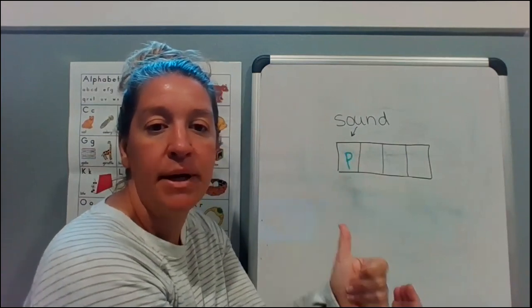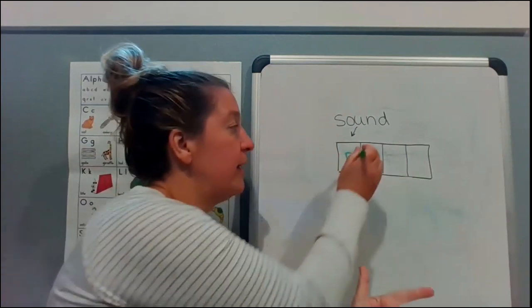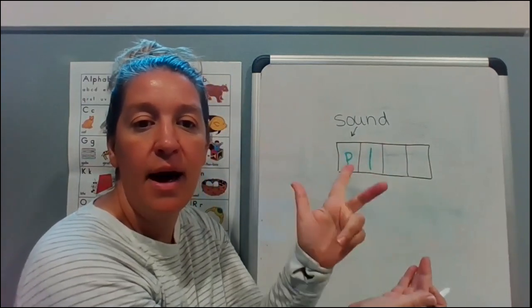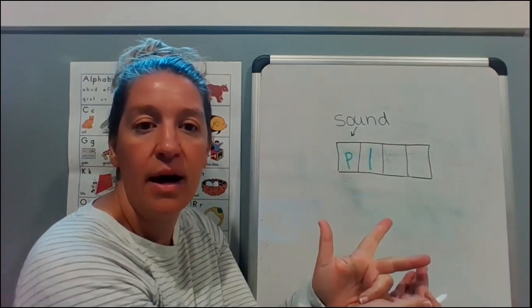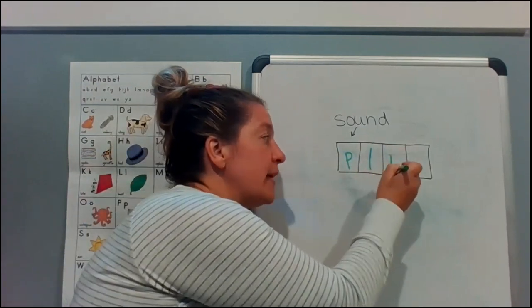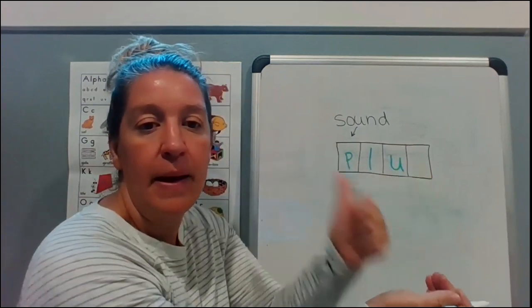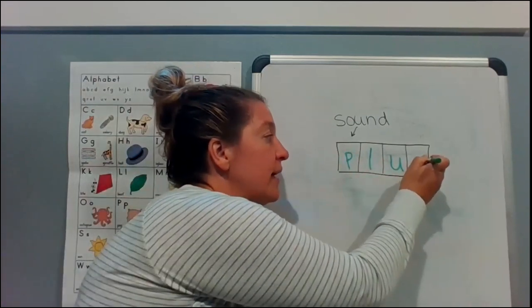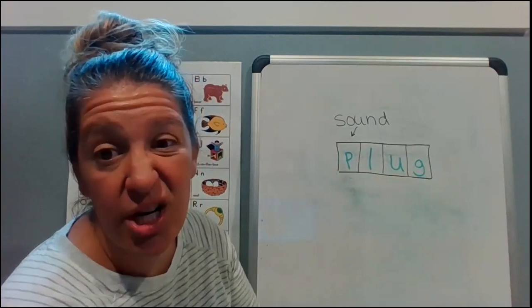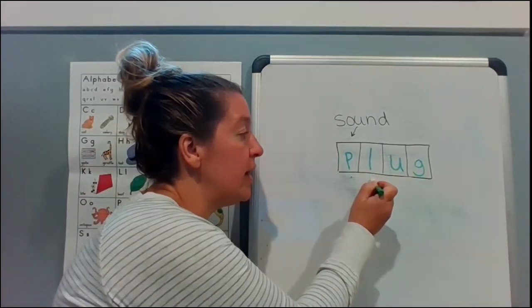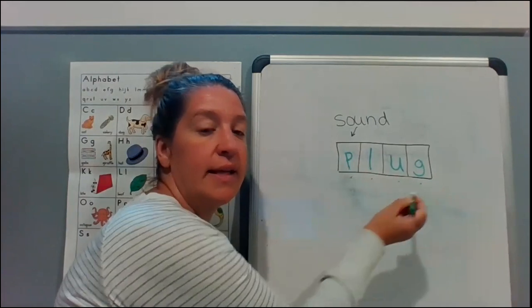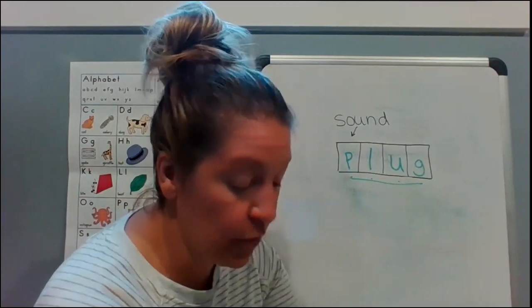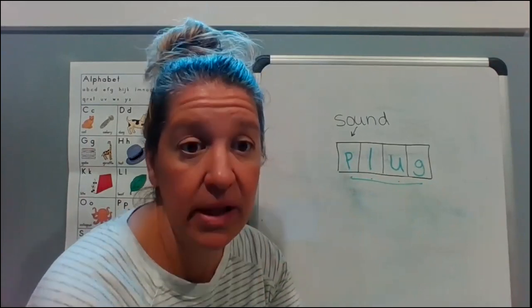Plug. P. L. Good. Plug. P. L. What letter says U? That's a vowel. It's our U. Plug. P. L. U. G. And there's that G again. Plug. Let's check our sounds. P. L. U. G. Let's blend it. Plug. Let's say it like a word. Plug. Good.